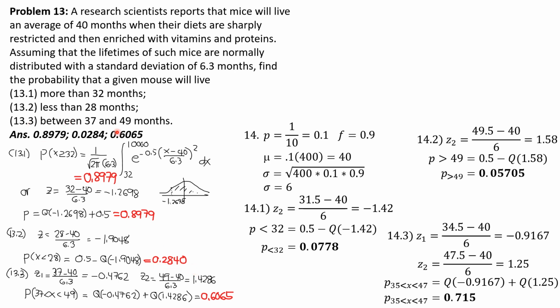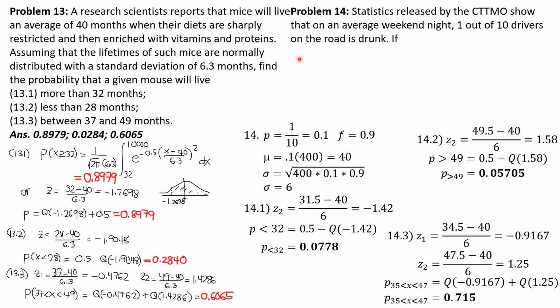Then 13.3, between 37 and 49 months. So let's compute the corresponding z-score. 37 minus 40 over 6.3 is negative 0.4762, while 49 minus 40 over 6.3 is 1.4286. And the probability that the mice will live between these months is Q of negative 0.4762 plus Q of 1.4286, and that's 0.6065.